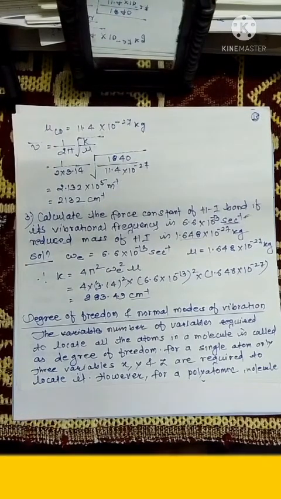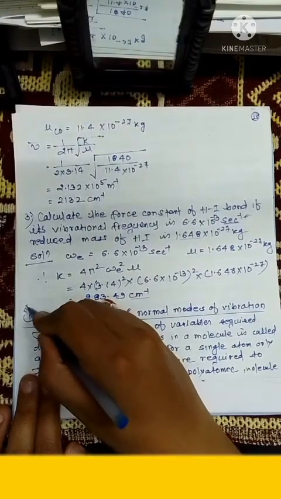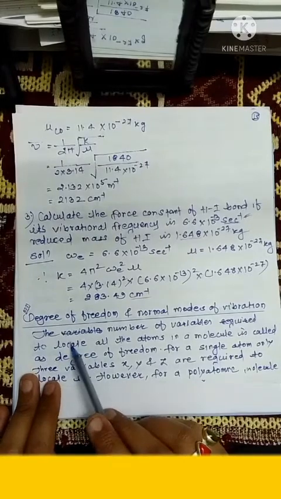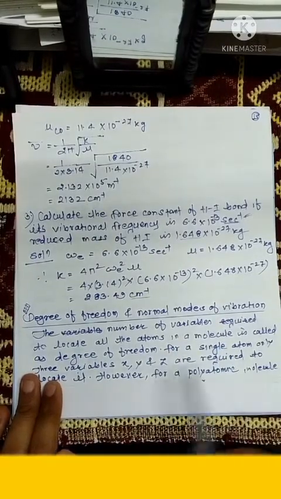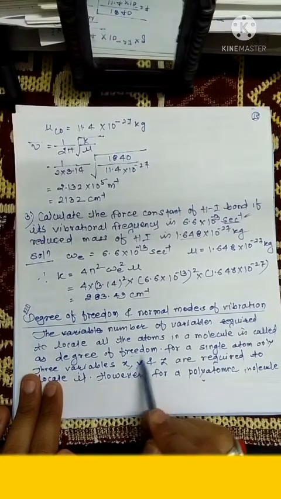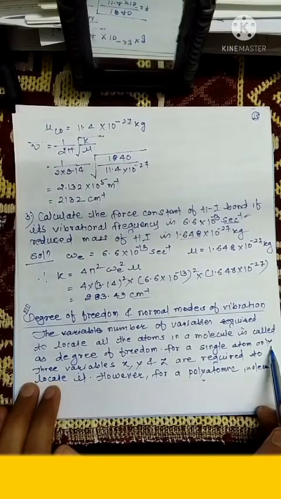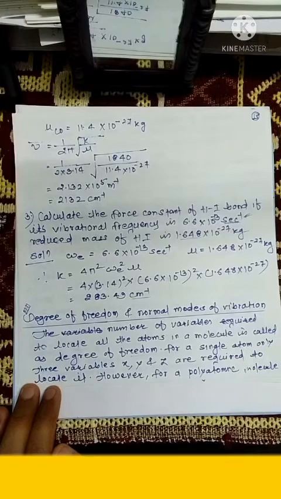Now we are going to see degree of freedom and normal modes of vibration. It is a very important topic. There is a sure short question on this topic up to 4 marks. The number of variables required to locate all the atoms in a molecule is called degree of freedom. For a single atom, only 3 variables, that is x, y and z, are required to locate it.